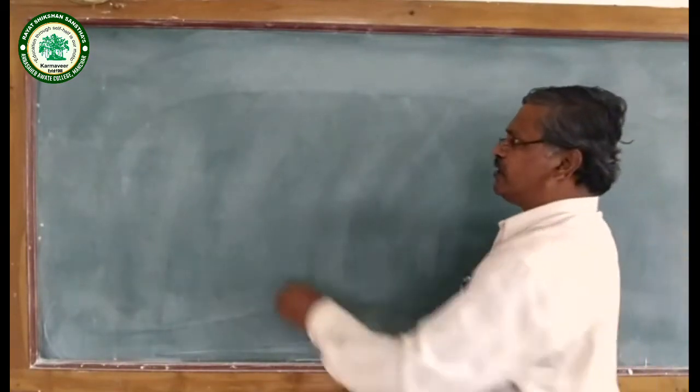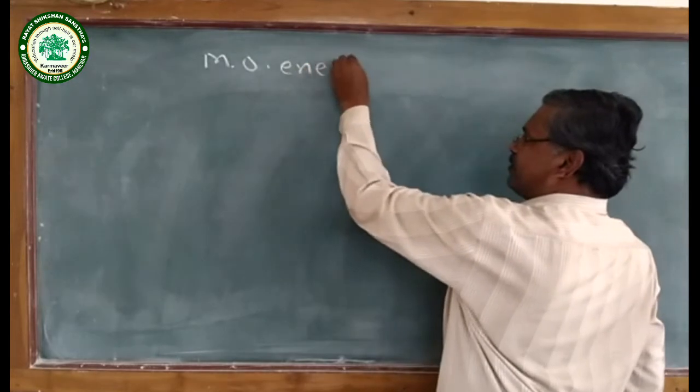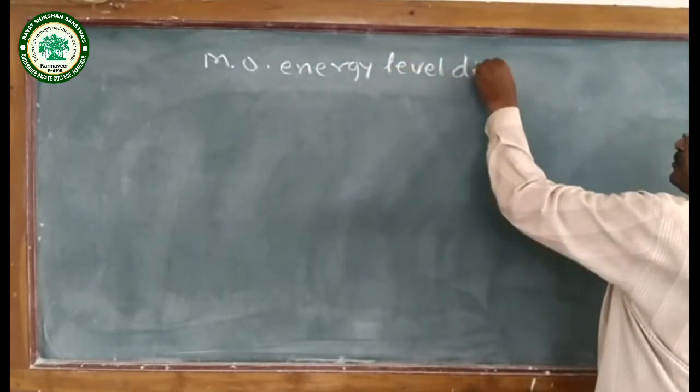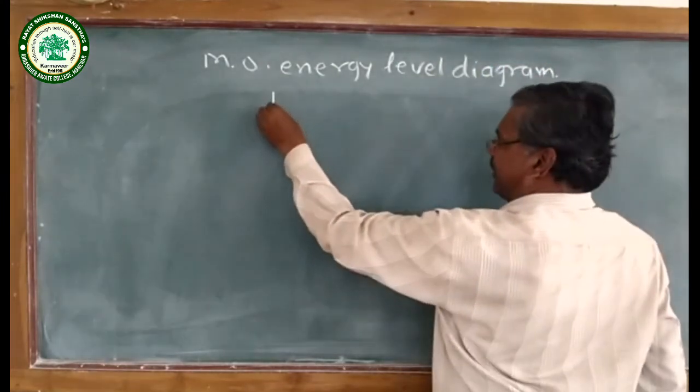We will see about the MO energy level diagram of first row elements.